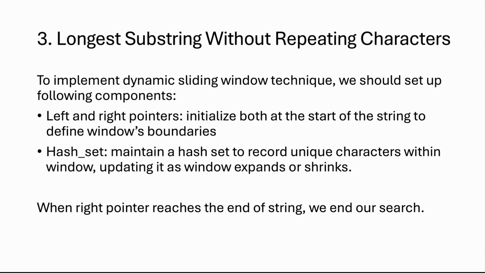To implement the dynamic sliding window technique, we should set up the following components: left and right pointers. We initialize both of them at the start of the string to define the window's boundaries. We also need a hash set to record unique characters within the window, updating it as the window expands or shrinks. When the right pointer reaches the end of the string, we end our search.